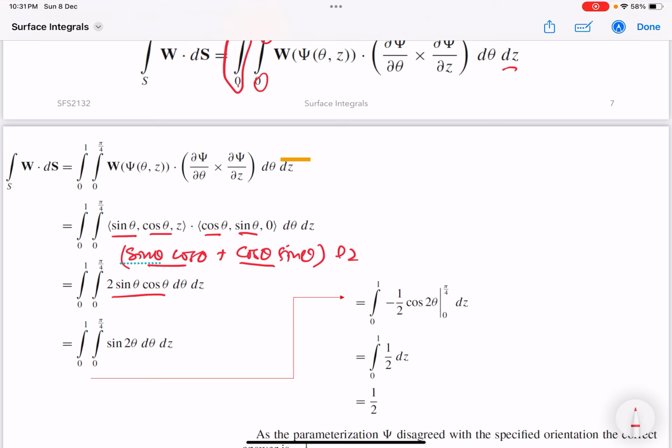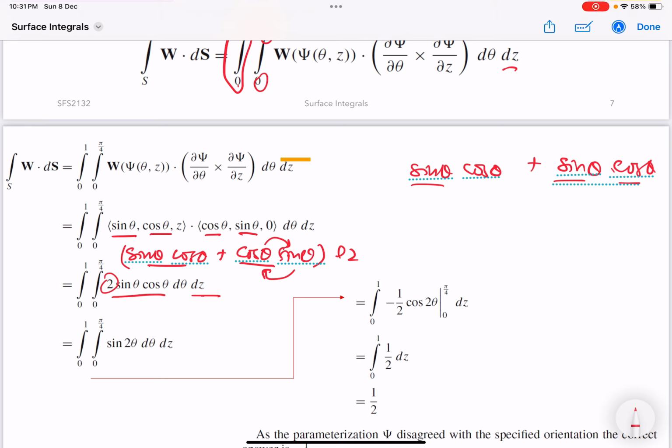So you have this one, which can be rewritten, because this is only multiplication, so you can change the position. So you have twice, so you have 2 sine theta cos theta dz.